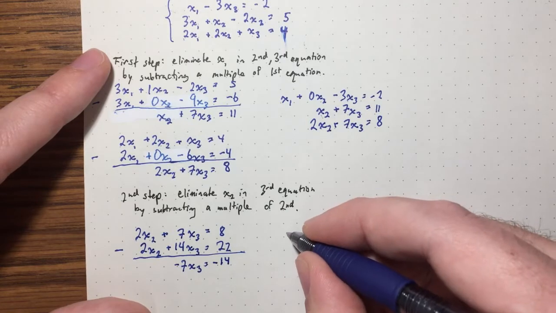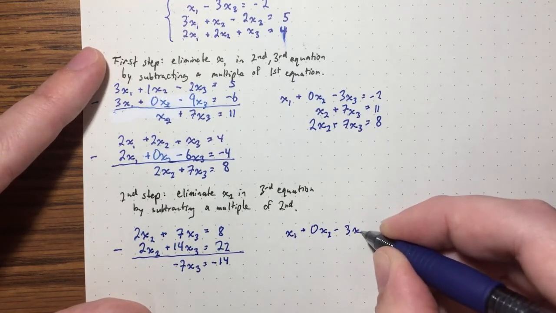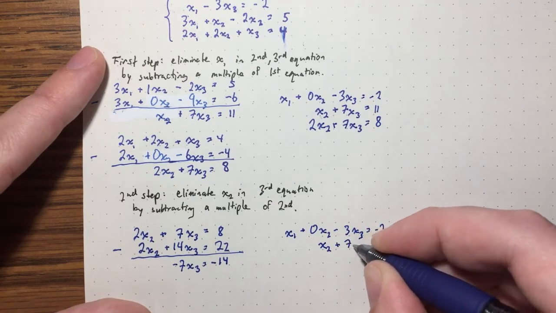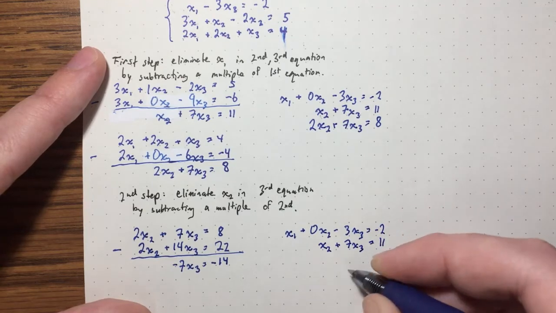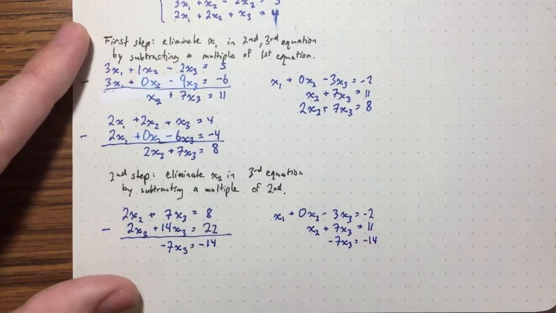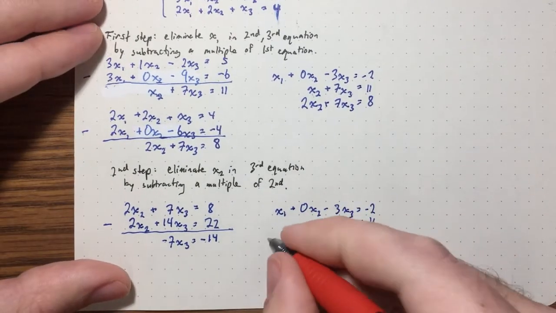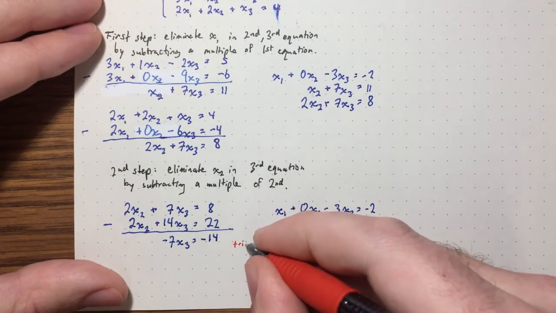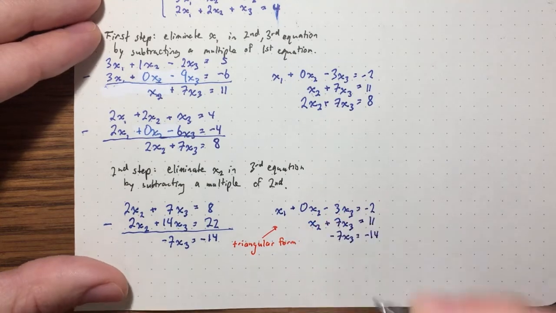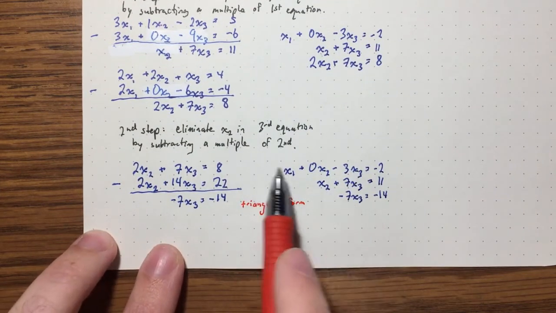So here's what I have. x1 plus 0x2 minus 3x3 is negative 2. My second equation looks like this. And my third equation now looks like this. This is actually known as a triangular form of a system of equations. Or this is called a triangular system. Well, it should be obvious why we use the word triangular, right? It kind of looks like a triangle.